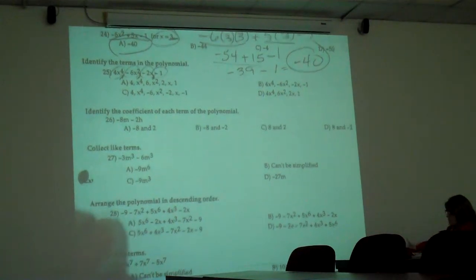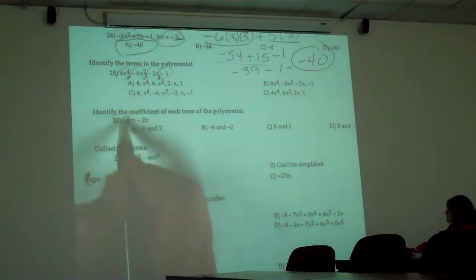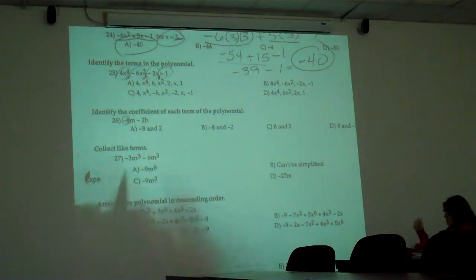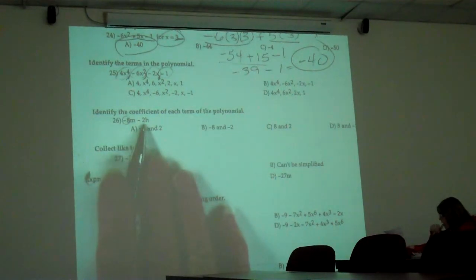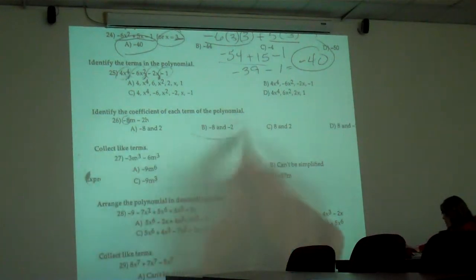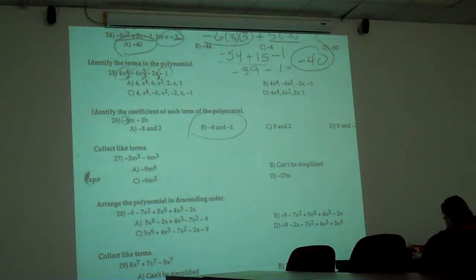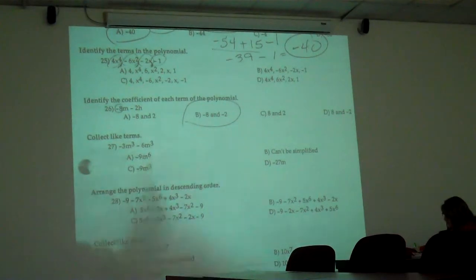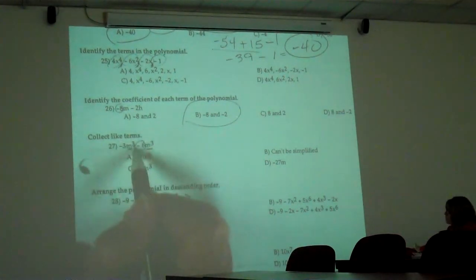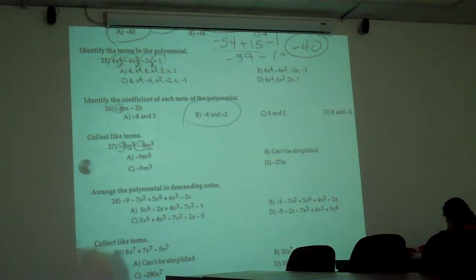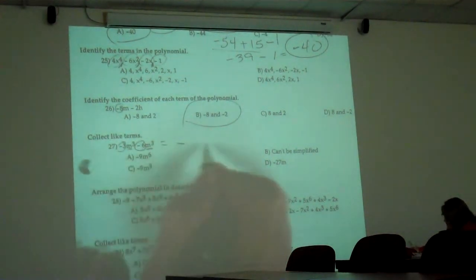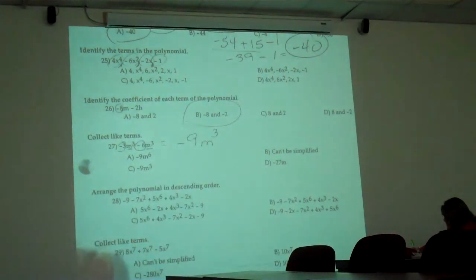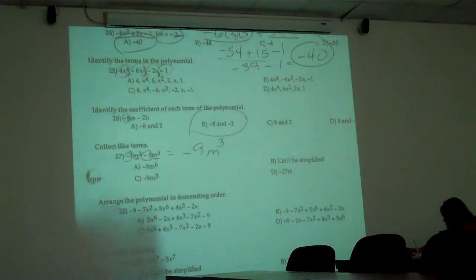Identify the coefficient of each term. The coefficient is the number in front of the variable. So you've got a negative 8 coefficient, and you've got a negative 2 coefficient. So it's negative 8 and negative 2. The term has the whole thing. The coefficient's just the number part. Collect like terms. These are like terms. So you add the coefficients. Negative 3 to negative 6 is a negative 9 of that term, of that variable. So you got negative 9m cubed.